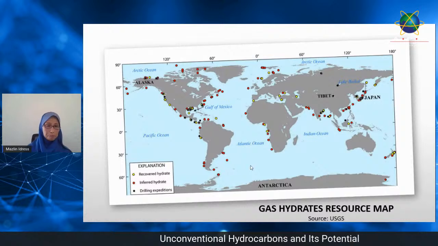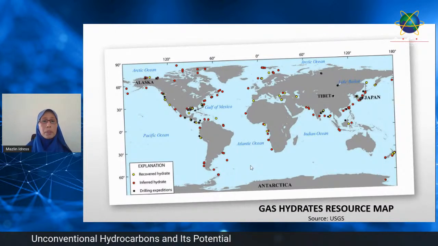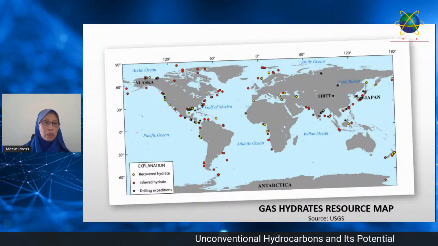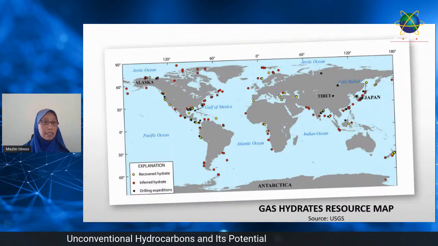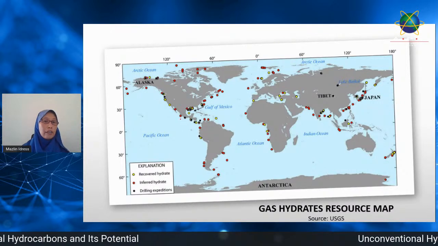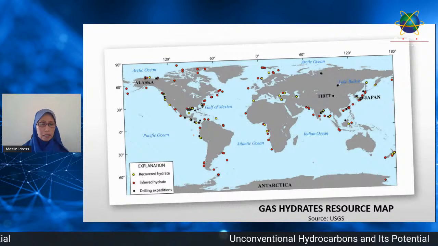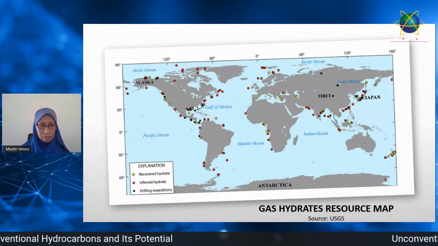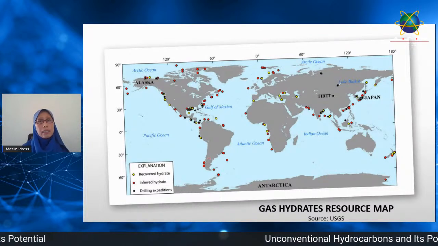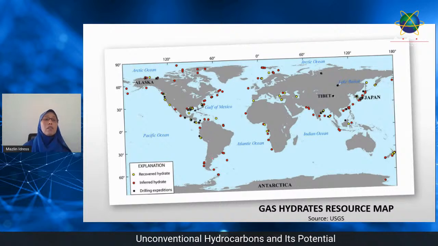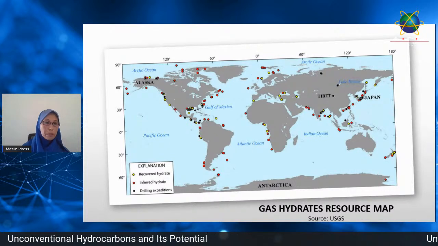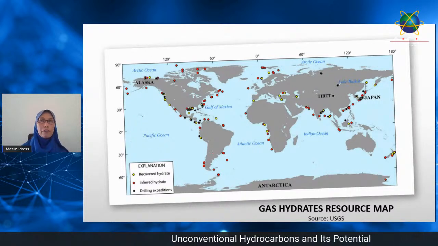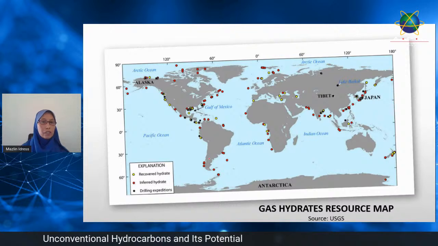And this is the gas hydrates resource map. The yellow dots are where gas hydrates have been successfully recovered, and the red dots are all the inferred hydrates, where they use BSR, a seismic reflection, to calculate or determine the resource estimates. And the black dots are all the drilling expeditions that have taken place in order to verify and validate the existence of gas hydrate resources.